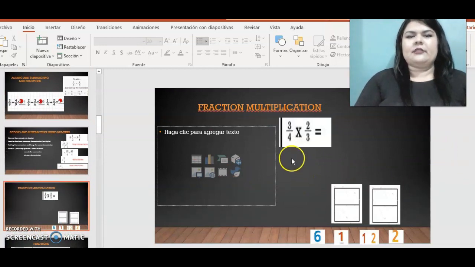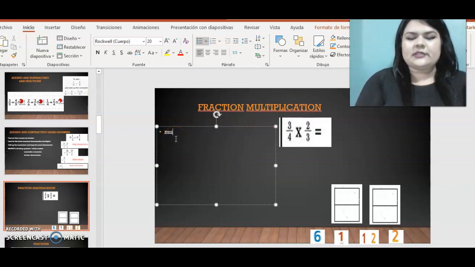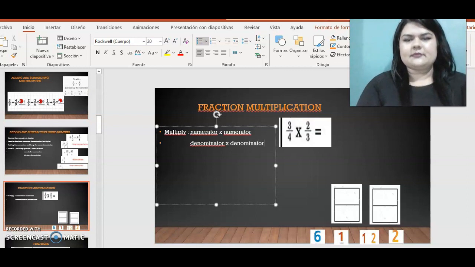Well, now we have in here fraction multiplication. This is a simple topic because the rules are the next ones. If this is a fraction multiplication, I have to multiply. But what I have to multiply, you remember? Numerator times numerator and denominator times denominator. Simple like this.